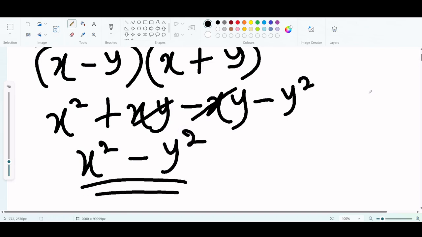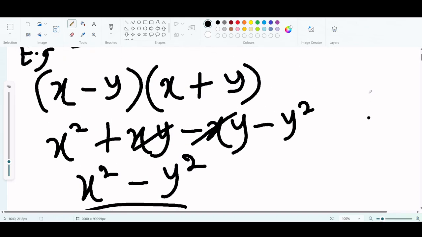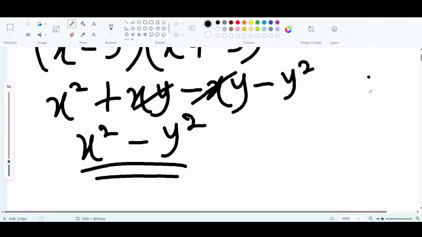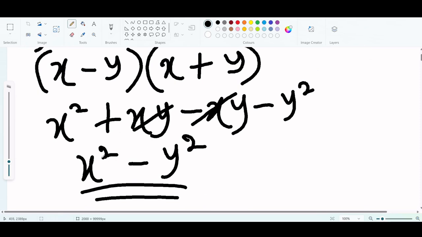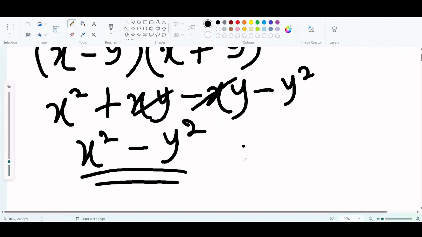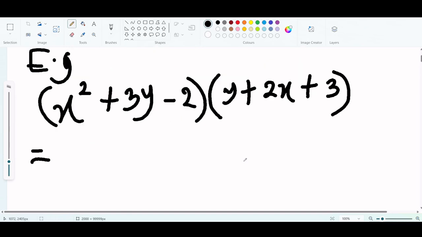So this particular expansion of brackets, we call it difference of two squares. That is, this is a square, this is a square. It usually leads to this. So we'll come to explain this difference of two squares later. Okay, so let's see this example.